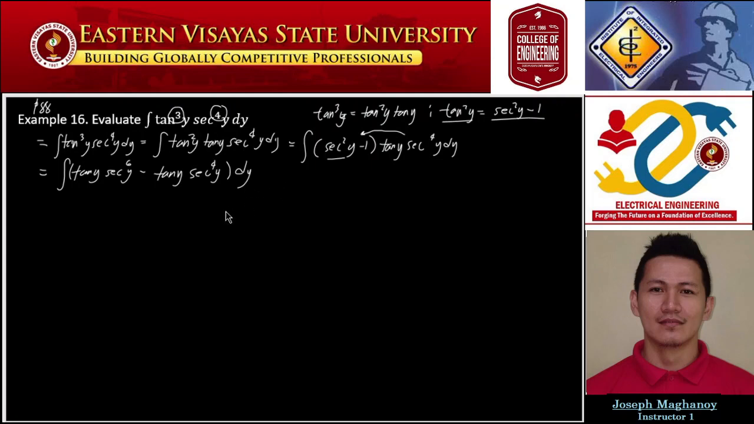So what is our next step again? We need to apply our property number 1. We distribute the integral and dy inside the function. So this is the integral of tangent y secant raised to 6 y dy, and our second function is the integral of tangent y secant raised to 4 y dy. So we have two functions that we need to evaluate.